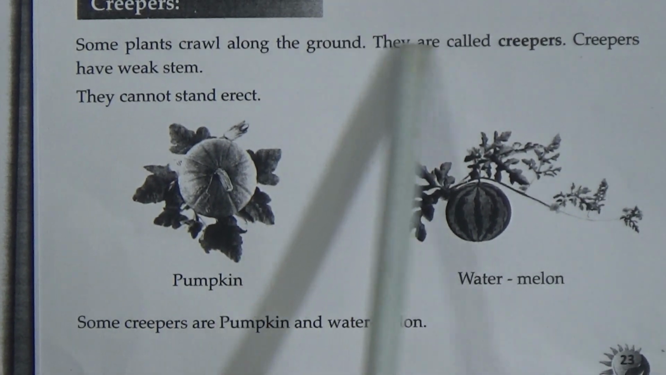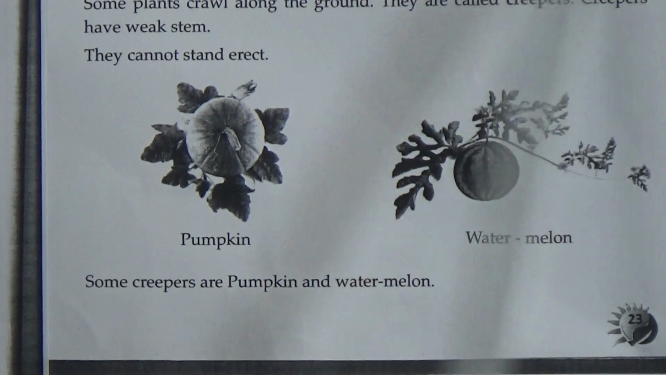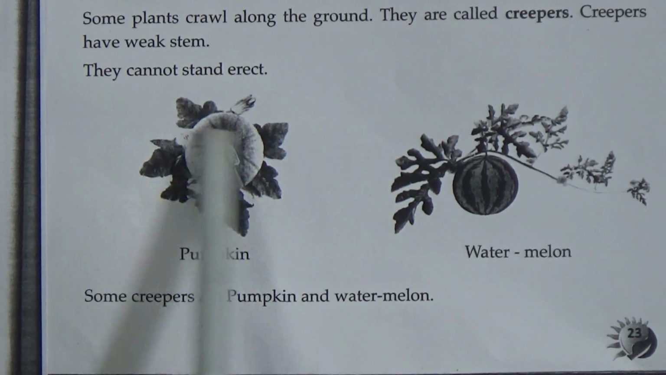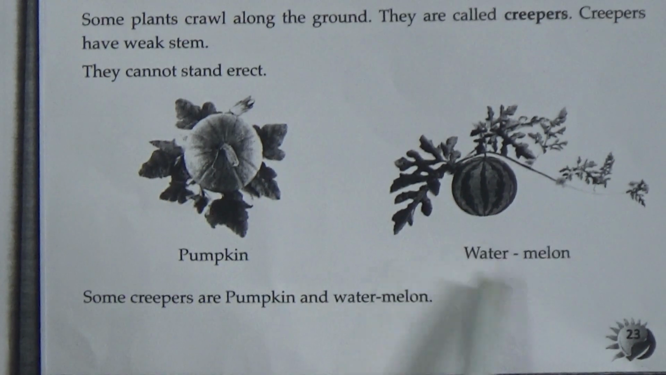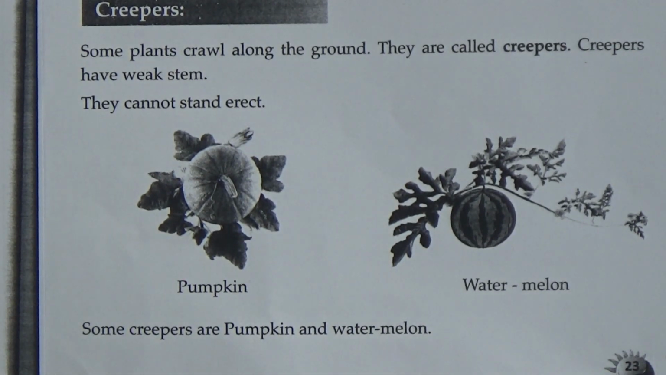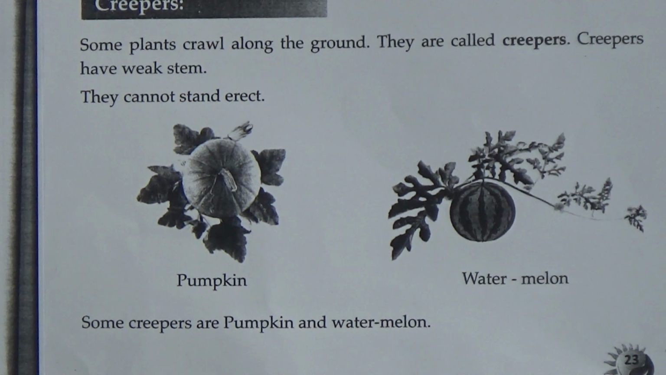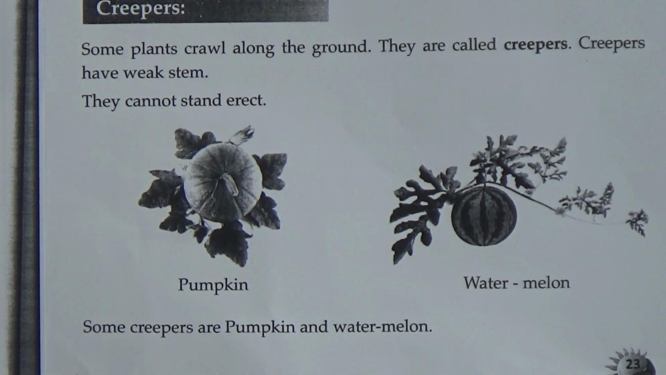Creepers. Some plants crawl along the ground. They are called creepers. Creepers have weak stem. They cannot stand erect. Some creepers are pumpkin and watermelon. So, who are the examples of creepers? Pumpkin and watermelon. They are the creepers.